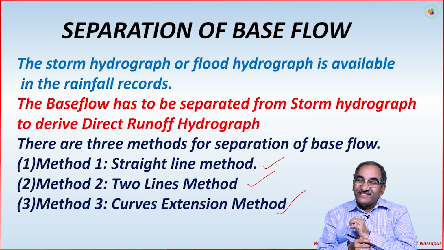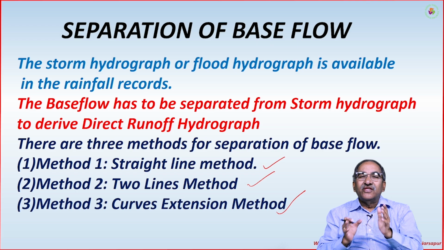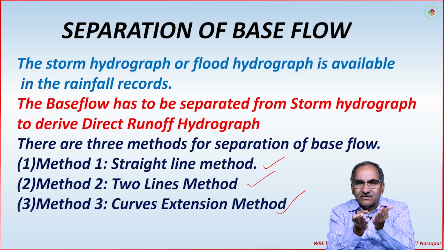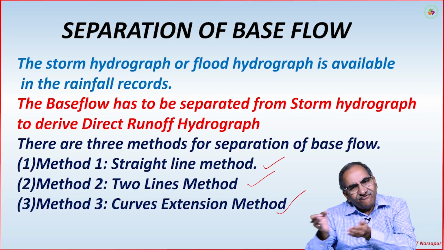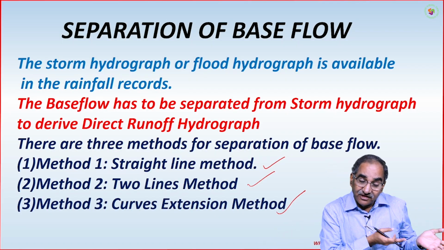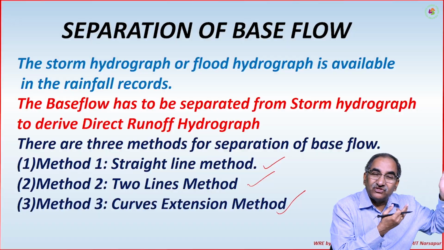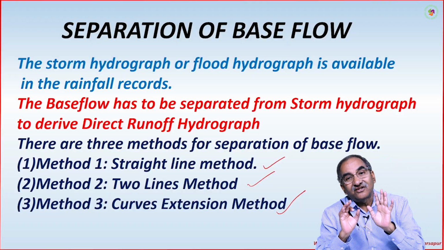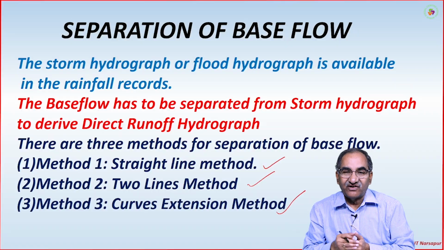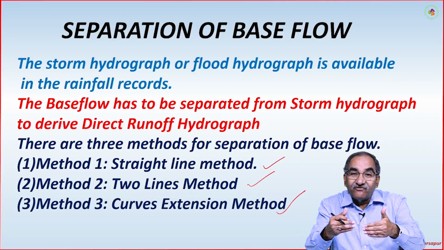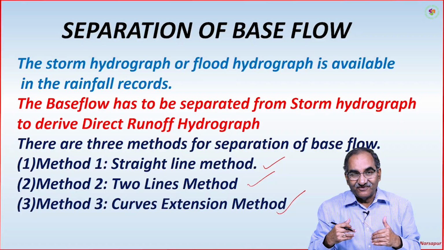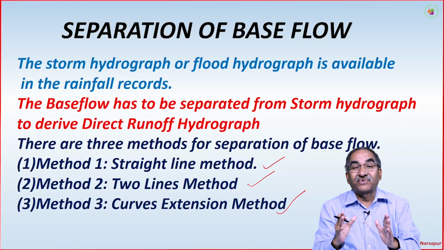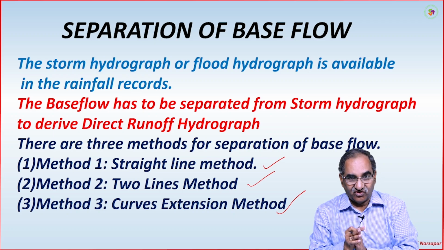You can ask me, why, sir? There is no unique factor between these two. The direct runoff reaches the outlet very fast, whereas the base flow reaches very slowly. So I cannot analyze keeping both in the picture and move forward. If I want to move forward, we need to separate the base flow from the storm hydrograph. That is the first step in the analysis of hydrographs.